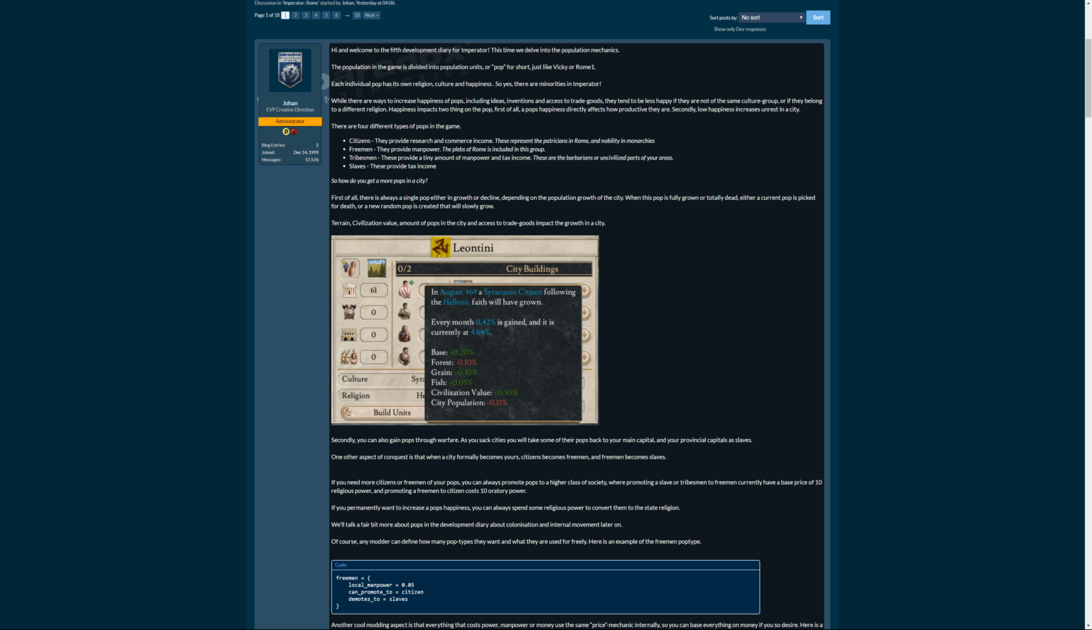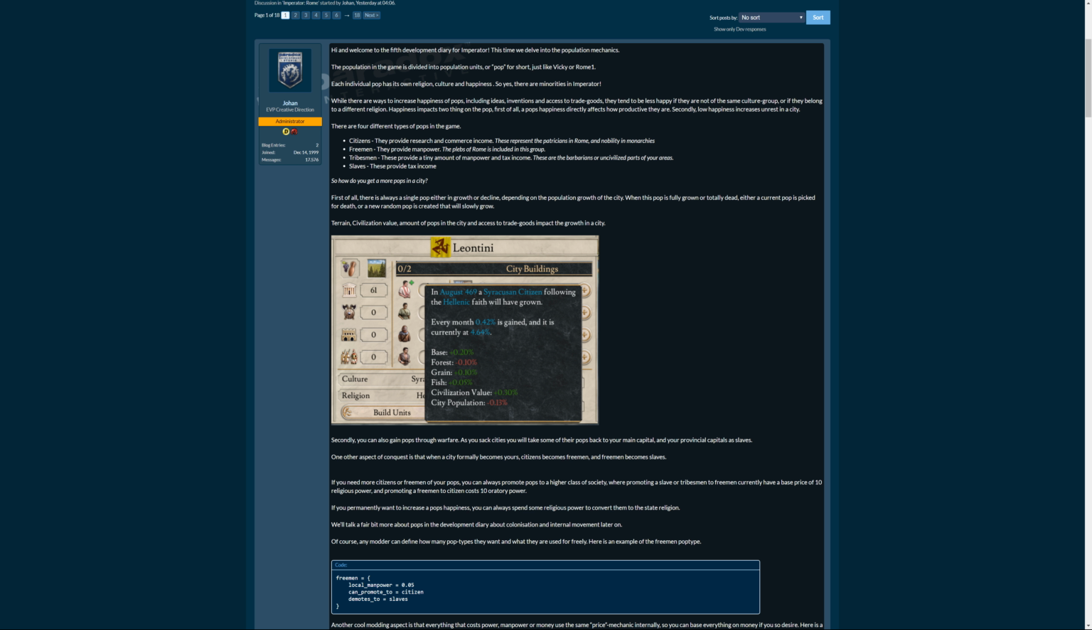Like here, there are 4 different types of pops in the game. First, we have the citizens. They provide research and commerce income. So they represent the patricians in Rome and nobility in monarchy. So they are not a very large group, probably. They are the elite that is not on the top, the elite that is not the rulers of the country. Then we have the freemen.